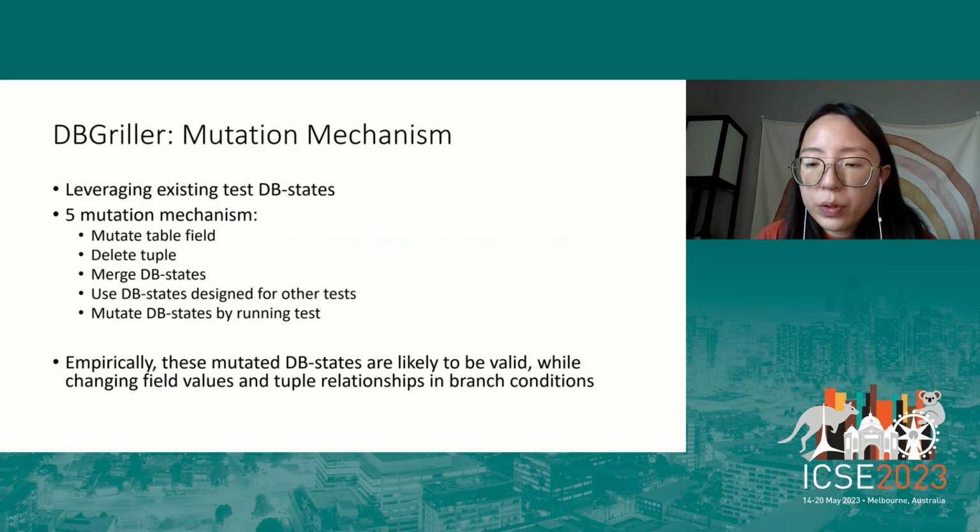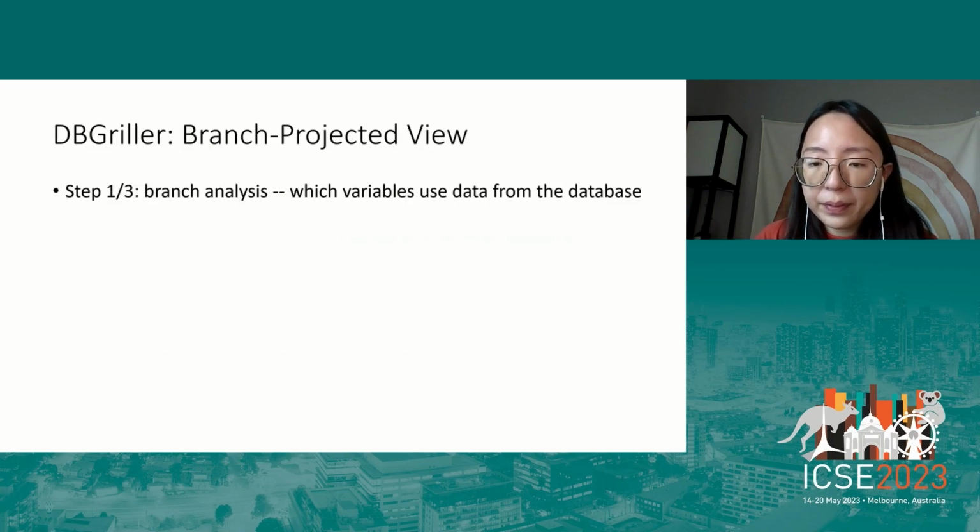And meanwhile, they also diversely change the field values and the tuple relationships, which are often used in branch conditions. These mutations can generate a large number of DB states, so we filter them with the branch projected view, keeping only states that are likely to be useful.